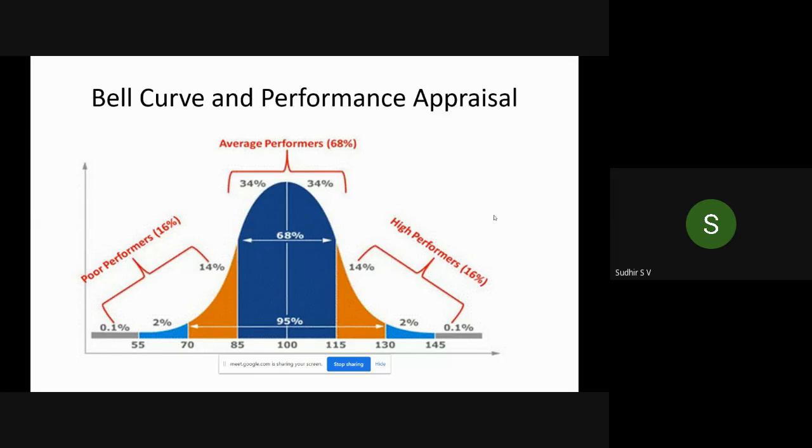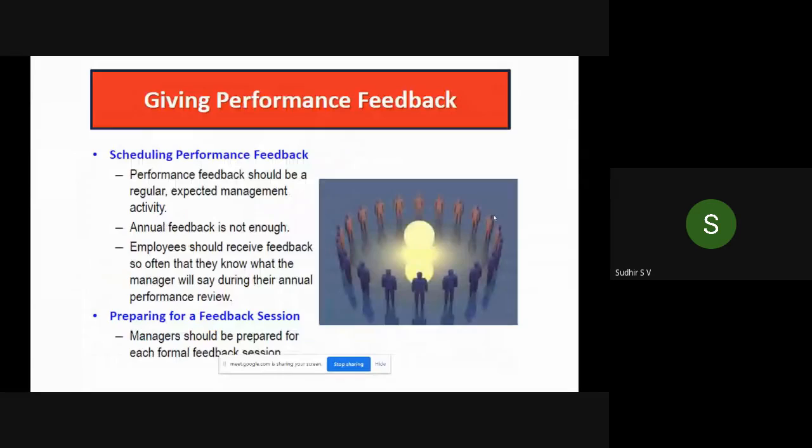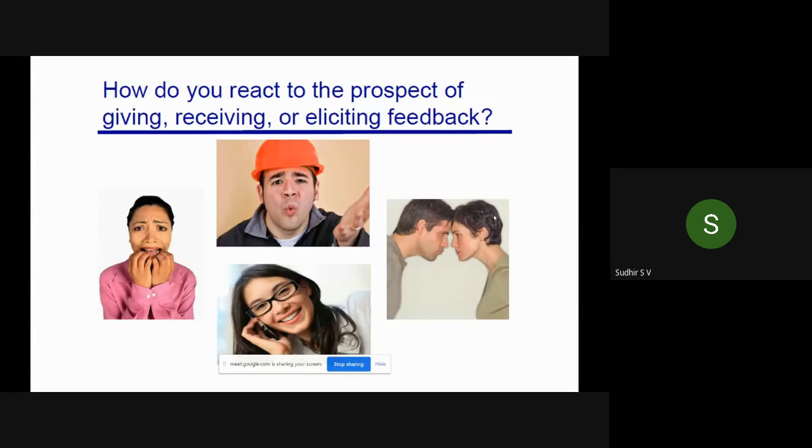No, I want to be a manager only. So it is very tough being a manager, and this involves appraisals and promotions. Giving performance feedback, like I said, it's very, very tricky. Annual feedback is to keep intermediate feedback. So how to handle the prospect of giving, receiving, or eliciting feedback.